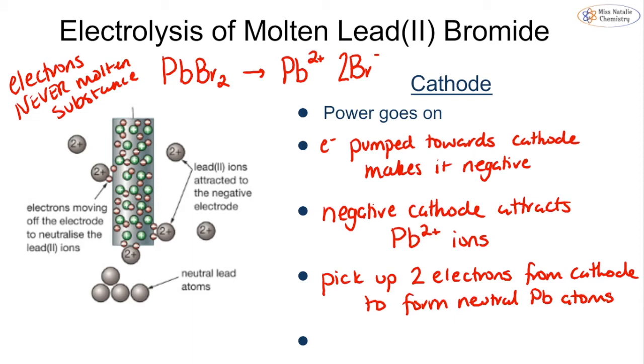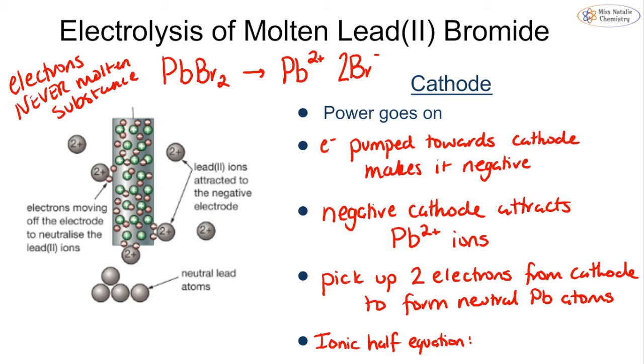So the electrons move from the electrode off into the lead ions, and they then form this neutral lead atom. And those lead atoms then collect at the bottom underneath the cathode to form that molten substance that we see. And we can write this using what we call an ionic half equation. The reason that we call it a half equation is it is only half of the overall reaction that is happening. This is only what's happening at the cathode.